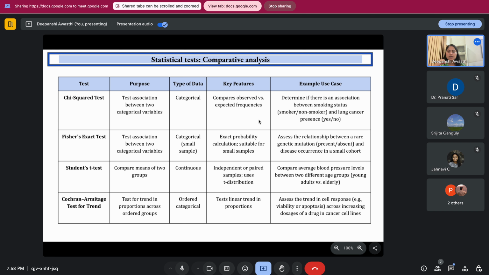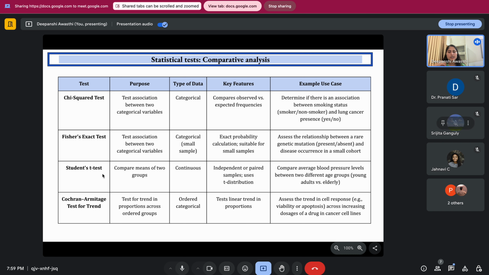If you talk about Fisher's exact test, it is also between two categorical variables, but it is for small samples. It is similar to the chi-square, but for small sample size. In chi-square you require a larger sample size, while in Fisher you require a smaller sample. For example, you want to look for the relationship between a rare genetic mutation and disease occurrence: whether, if this mutation is present, what are the chances of disease occurrence. So disease will occur or not occur, and this particular mutation is present or absent. So that is for the Fisher test.